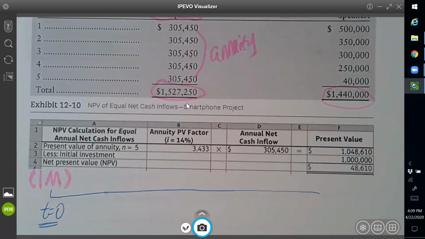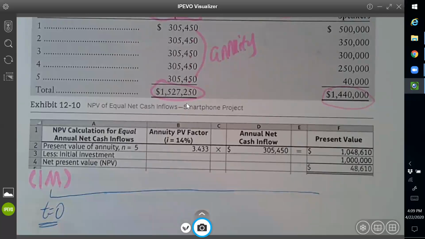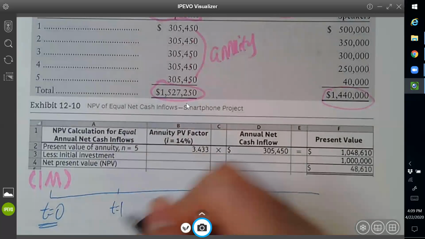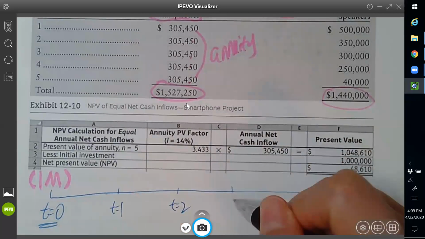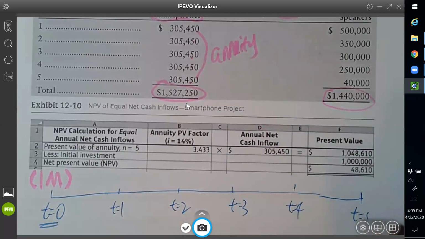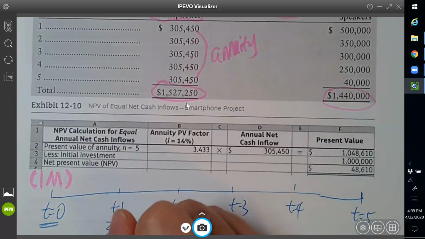$1 million. I'll put the negative as outflow. This is outflow. You have to invest first, right? You have to pay $1 million first. And then for the smartphone, T equals 1, T equals 2, T equals 3, T equals 4, T equals 5, right? The project is 5 years, and every year is 305,450.